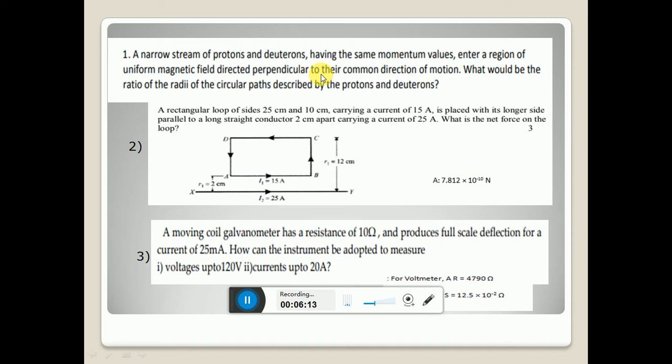Before starting this, recollect the equation for the radius of a charged particle moving in the magnetic field. In this case, the equation for radius is r equals mv by Bq.